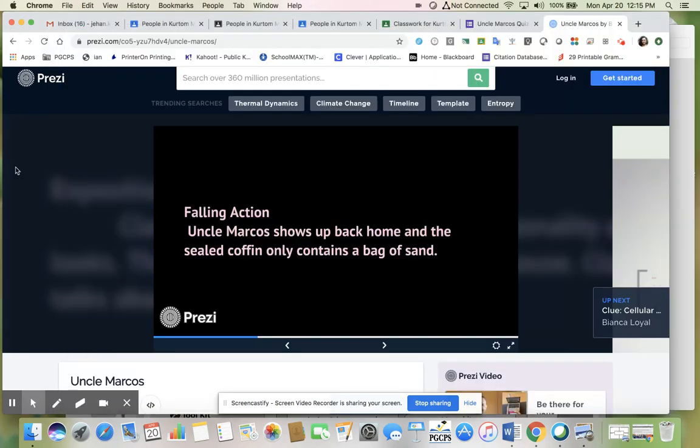And in the falling action, Uncle Marcos shows up back home and the sealed coffin only contains a bag of sand. Now, for some reason, I guess because this story took place a long time ago, people didn't realize it was just a bag of sand and believed that he resurrected. Okay, believed that he came back from the dead, although he was never in the coffin. Okay, and then that set of events, you're going to have to refer back to the story, set off another set of events.